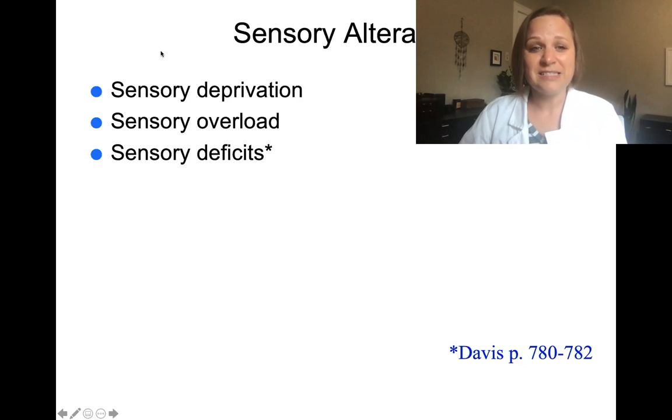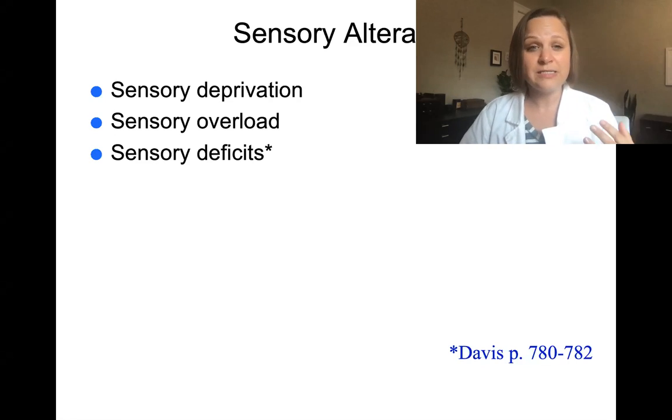And then there's sensory deficits. Sensory deficits are changes, alterations, and decreased ability to have sensory perception on one or more of your 5 senses. Your Davis text really describes this well. So go ahead and take a look at that, page 780 to 82.